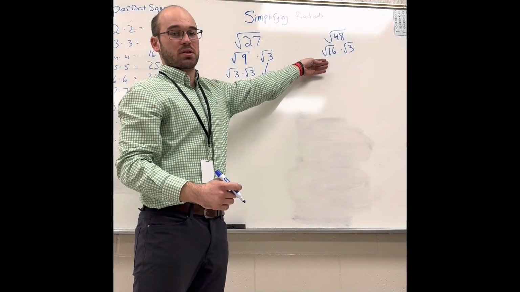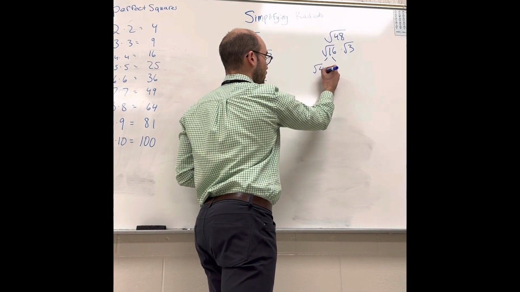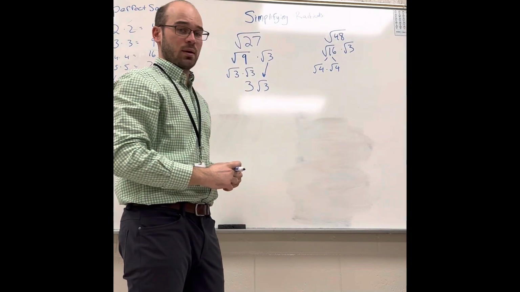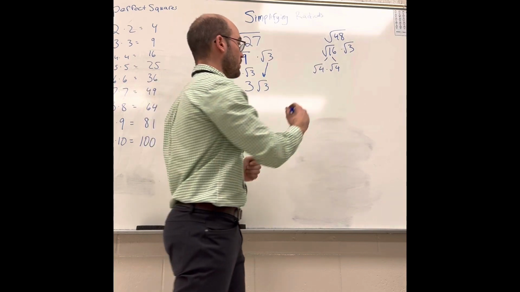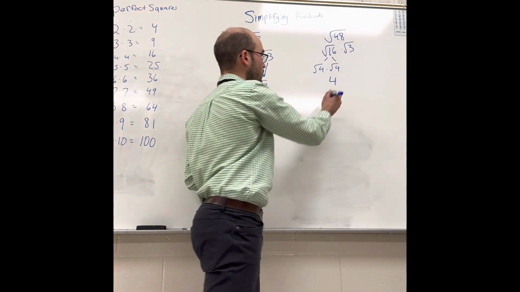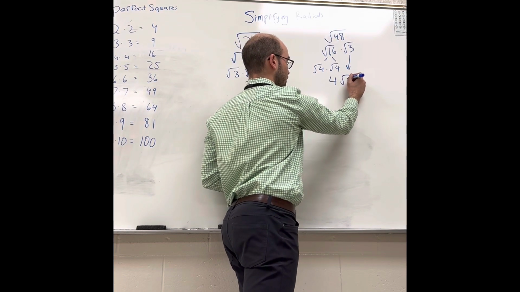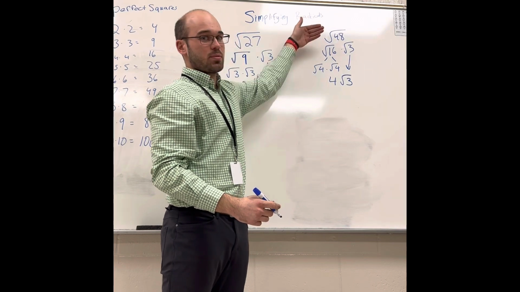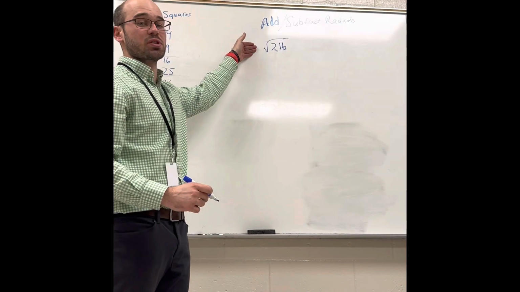We could break down this 16 a little bit further. I know it's the same thing as radical 4 times radical 4. We got the pair. Let's get one of them out of the radical and bring down this root 3. So radical 48 could be simplified to 4 root 3.